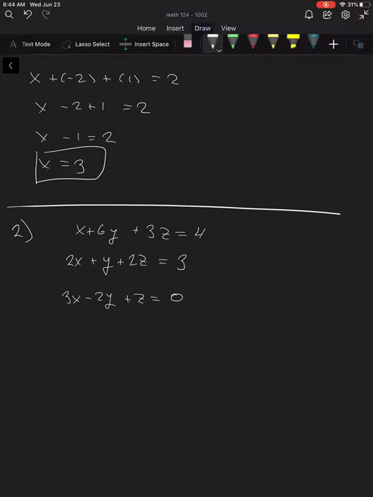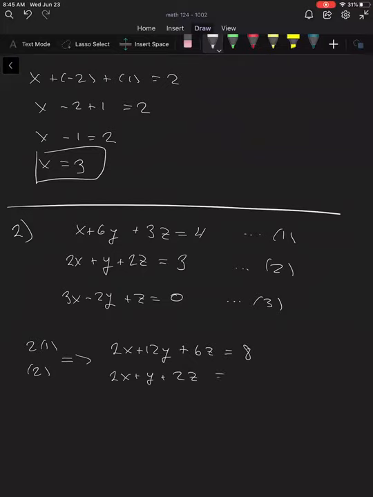Let's get rid of the x's first. So what we could do is start by working with just equation 1 and equation 2, and then after, just like before, we'll do equation 1 and equation 3. Notice with equation 1, we have a 1 in front of our x, and we have a 2 in front of this x. So let's take 2 and multiply it by equation 1, and then just rewrite equation 2. So 2 times equation 1, we're going to have 2x, then 12y, then 6z, and then 8. And then equation 2, 2x plus y plus 2z is equal to 3.